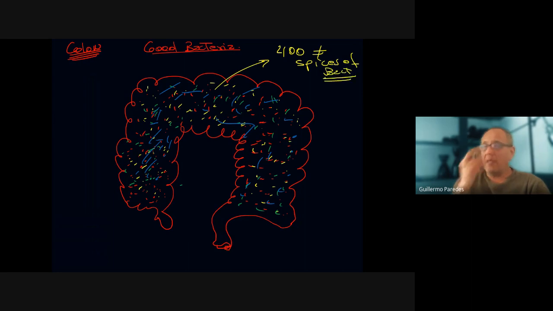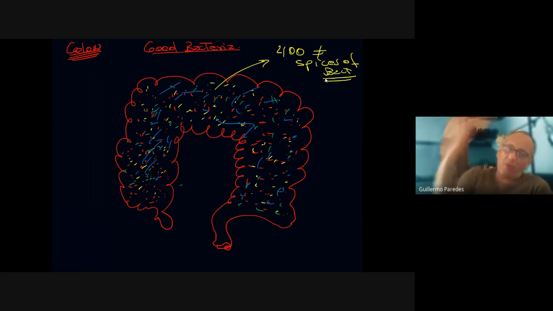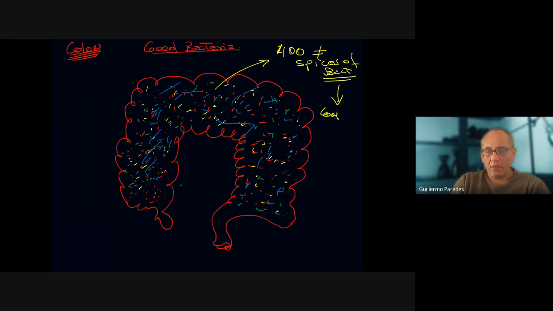So what does it mean? I'm not saying that we have 400 bacteria. We have 400 different populations of different species of bacteria. You okay with that? Okay. These bacteria are going to compete for space and food, for nutrients. So they are in an ecological balance.